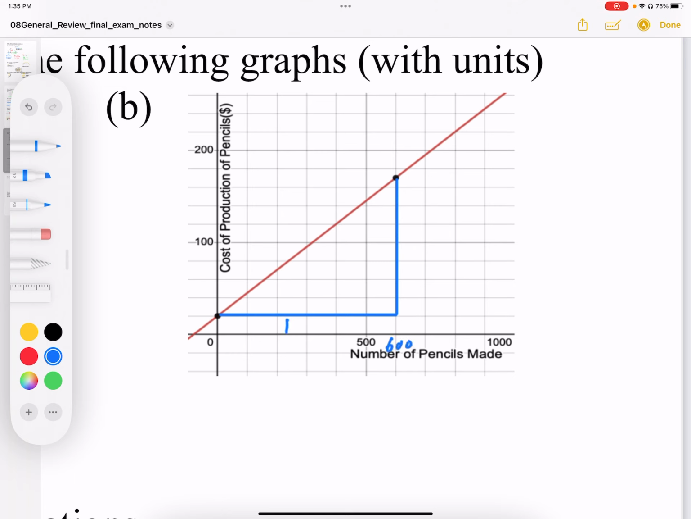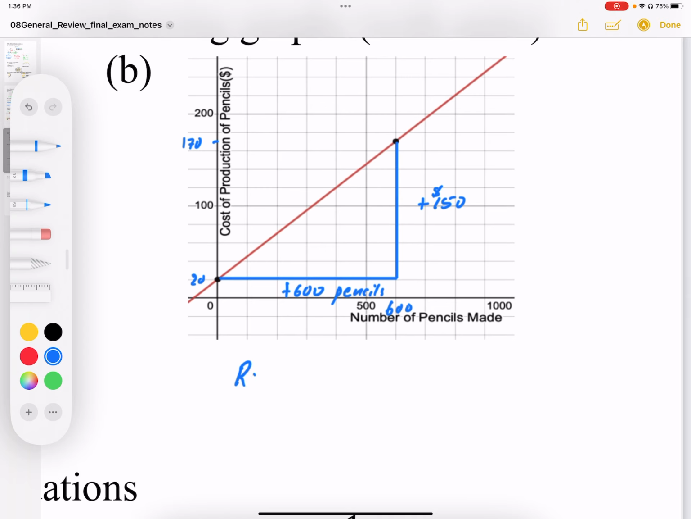So 0 to 600 is going to be our run. Our rise, it looks like it's from $20 all the way up to, looks like $170. Okay, so our rise is going to be plus $150. Okay, this is pencils. So our rate or our slope is going to be $150 for 600 pencils.